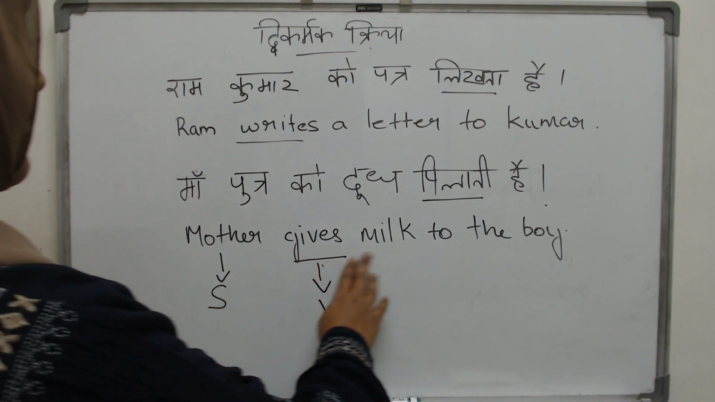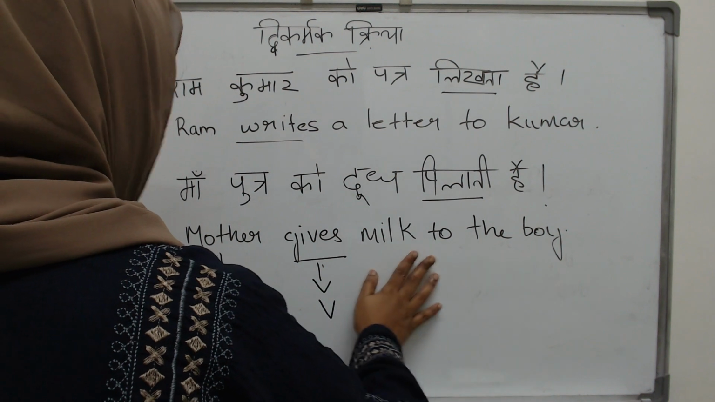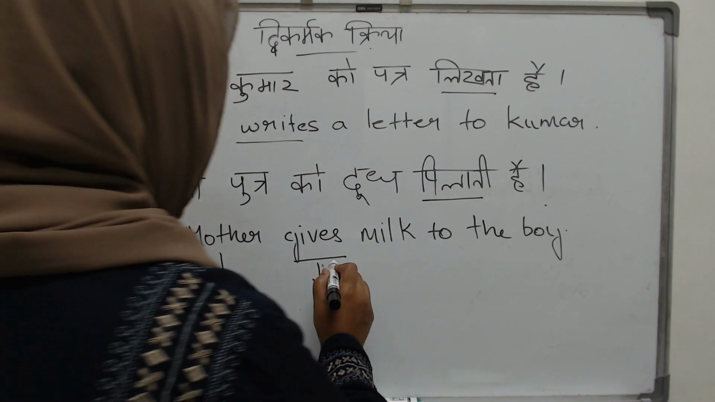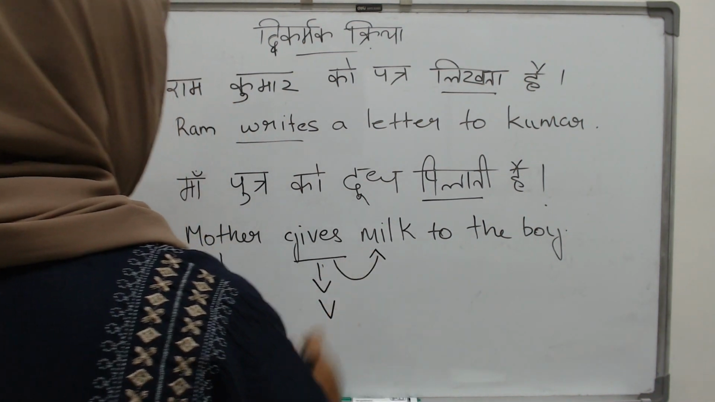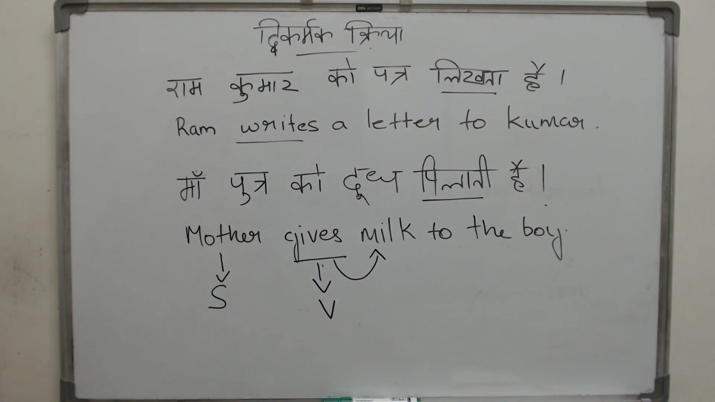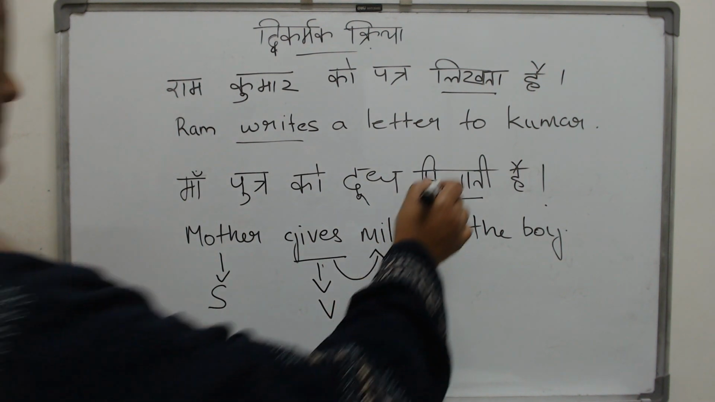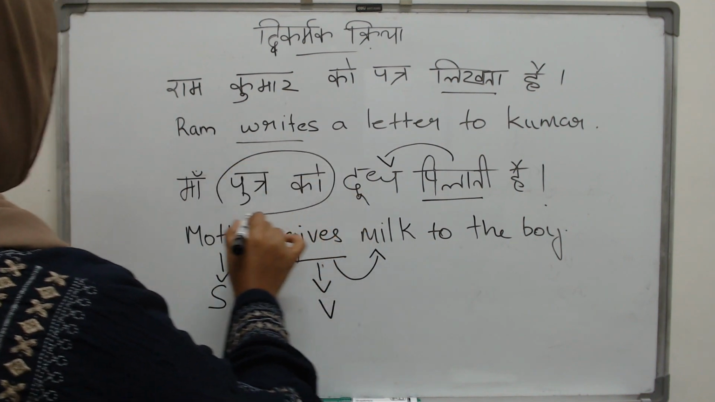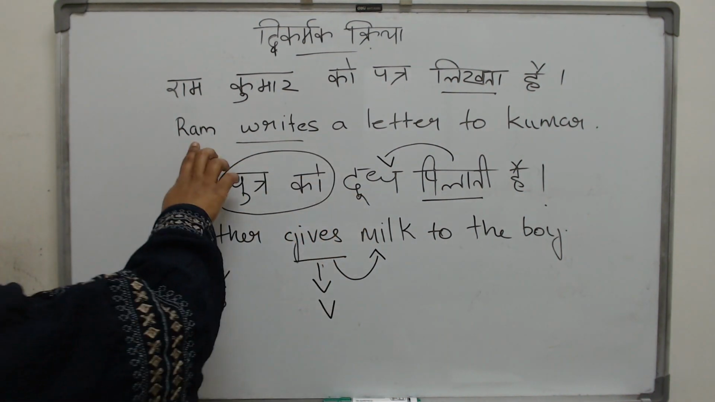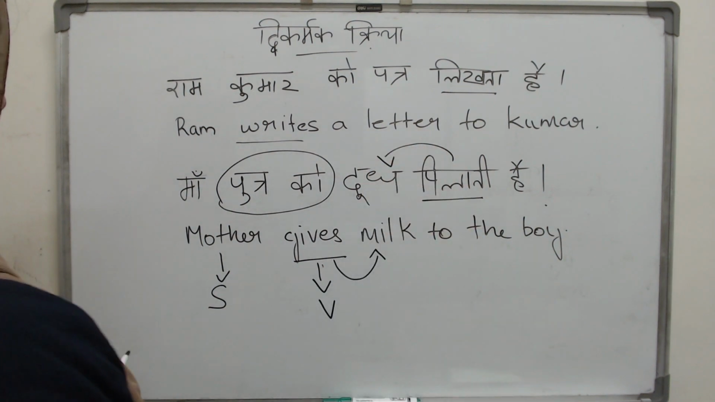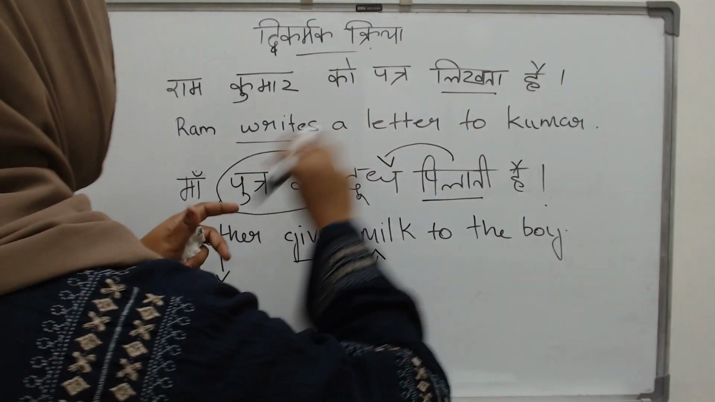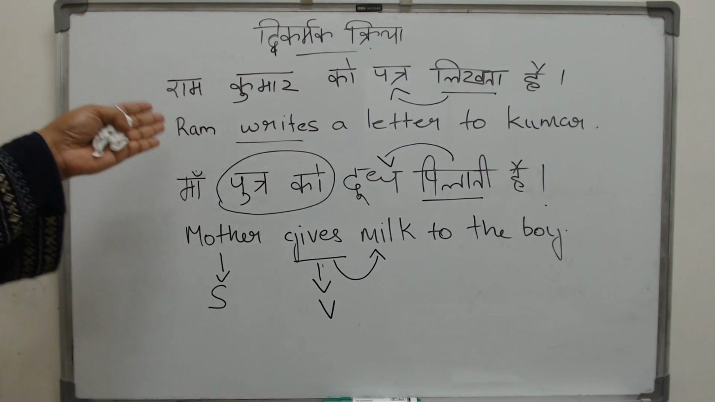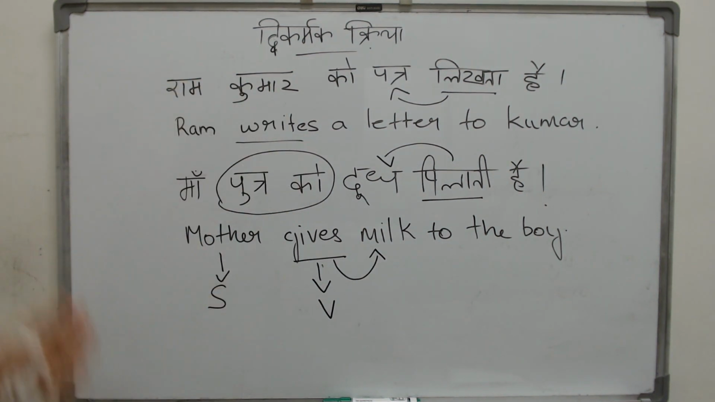So now, mother gives milk to the boy. You have two objects. Is that a problem? No, not at all. As long as you can give an answer to the question gives what, we are fine. It is transitive. क्या पिलाती है? दूध पिलाती है. You just have an extra object here. No problem with that. Similarly, Ram writes a letter. Writes what? A letter. क्या लिखता है? पत्र लिखता है. So still transitive, but then what do you see here? You see two karma, two objects.